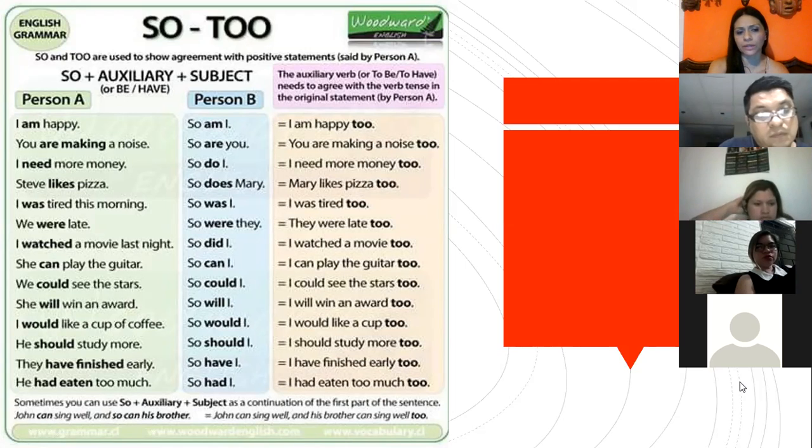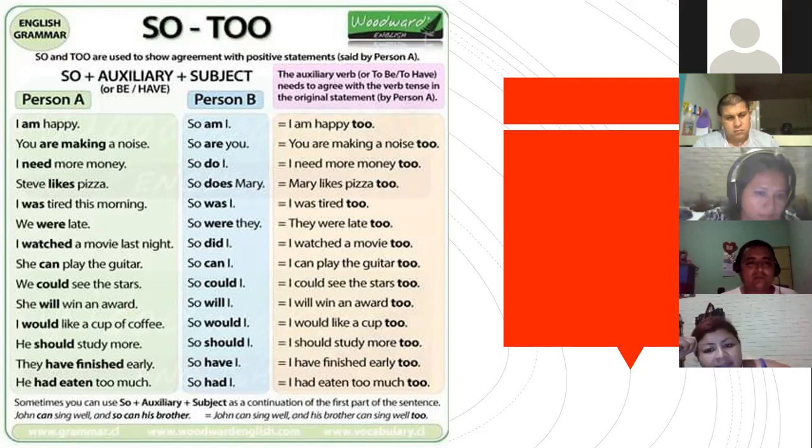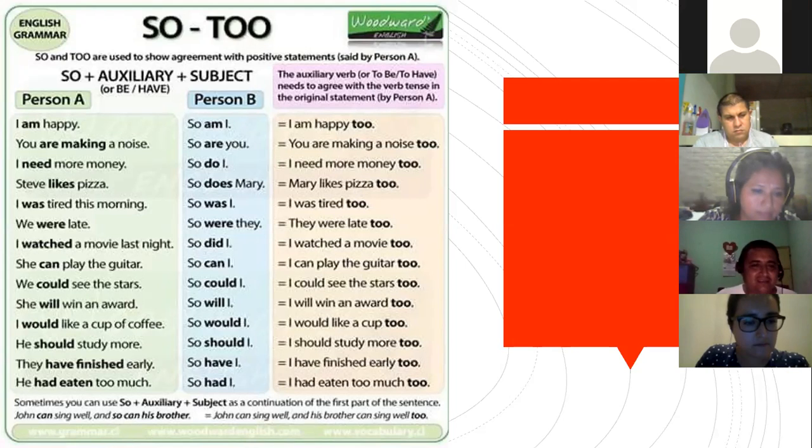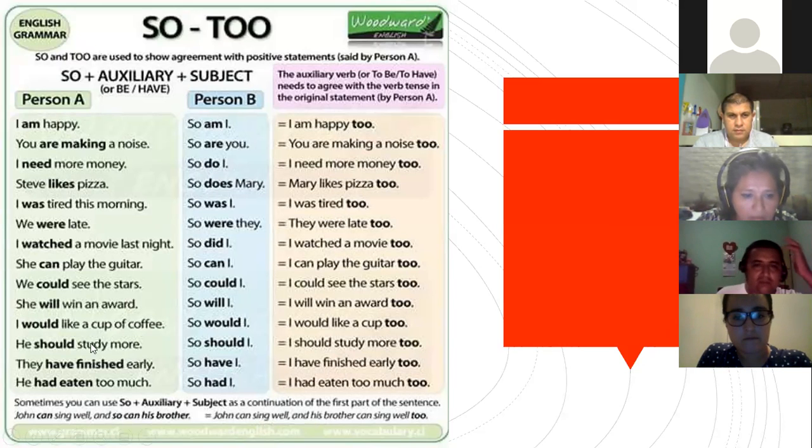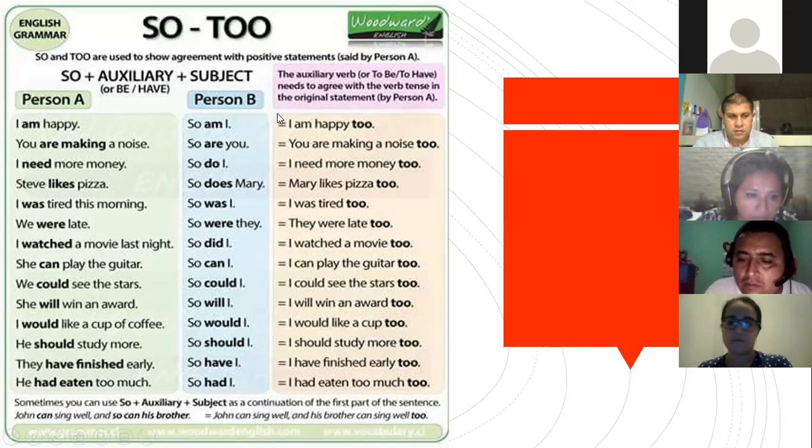The next one, who wants to read the next one? They have finished early. So have I. Very good. And Walter, can you read the last one, please? He has eaten too much. So had I. He had eaten too much, so had I, all right? So if you notice, whatever verb tense that you're using in your main sentence, that's the auxiliary you have to use when you agree with me. You understand that?